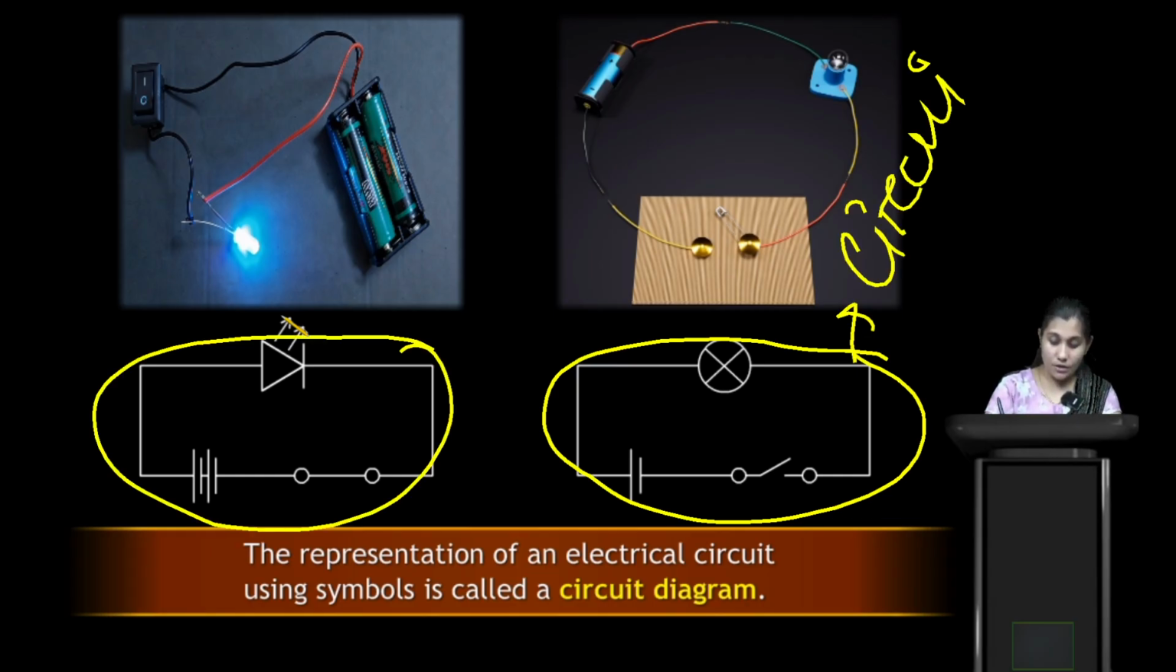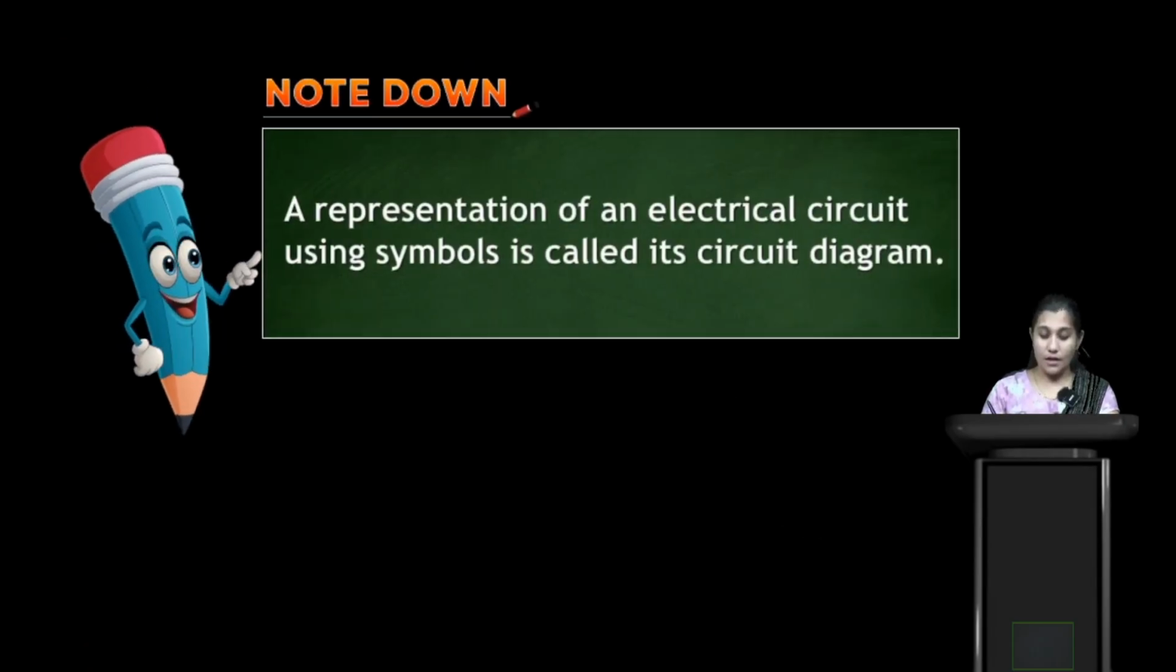Means with the help of the symbols, we have represented a circuit. So these two we indicate as a circuit diagram. Okay. Note down: a representation of an electrical circuit using symbols is called its circuit diagram. Means a representation of an electric circuit by using symbols, we call it a circuit diagram.